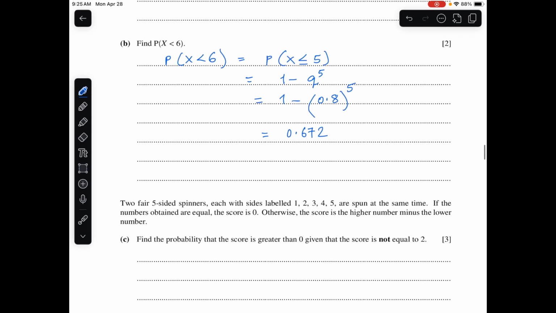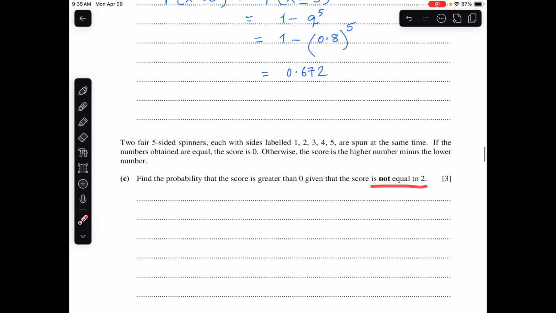Next, for C, two fair 5-sided spinners, each with labels 1, 2, 3, 4, 5, are spun at the same time. If the numbers obtained are equal, then the score is 0. Otherwise, the score is the higher number minus the lower number. Find the probability that the score is greater than 0, given that the score is not equal to 0.